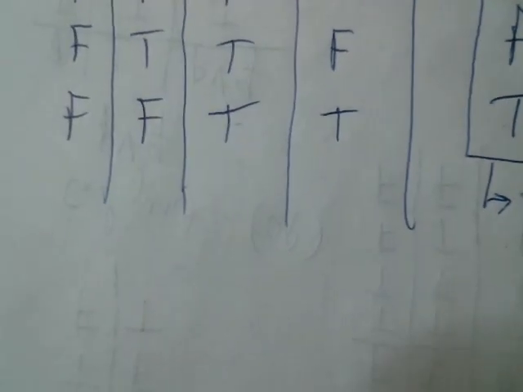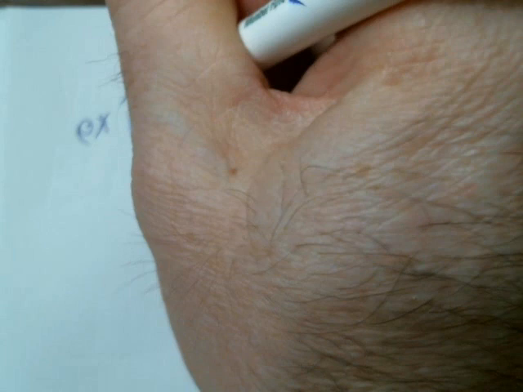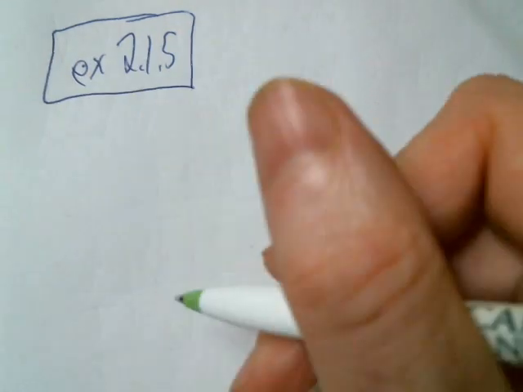So false, false, false, true. Let's look at another one. This one has more than 2 statements. It's really not that big of a deal. It's just now you need an extra variable, and to make sure you have all the different true false combinations, you basically need more T's and F's.